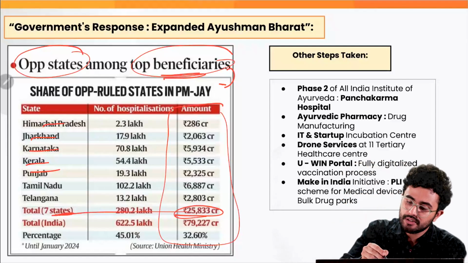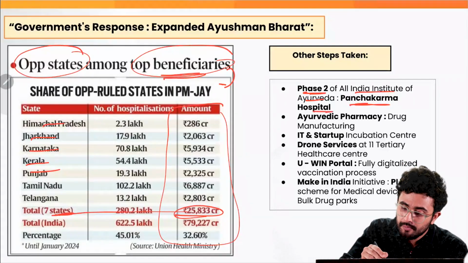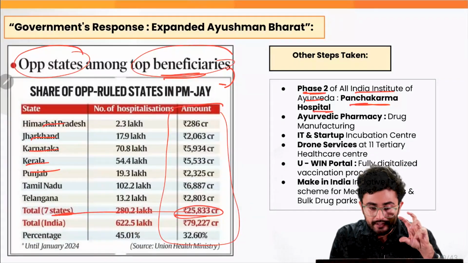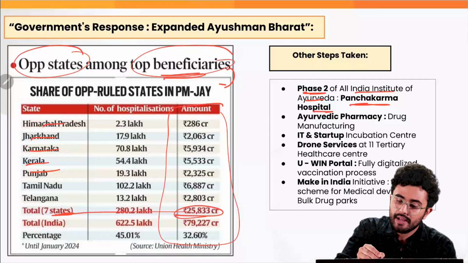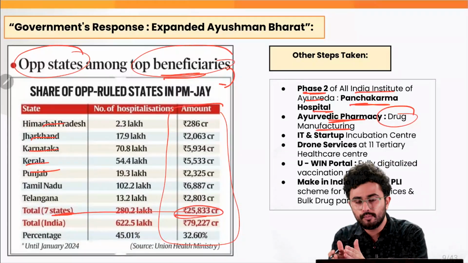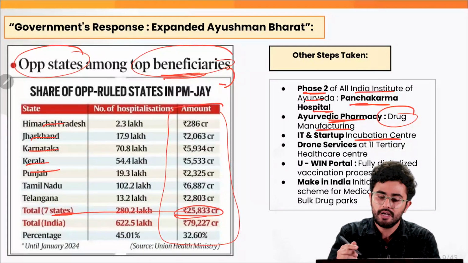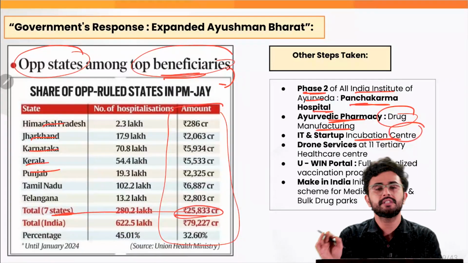Also, the government has taken various other steps to enhance the public healthcare sector in our country. For example, it has launched phase 2 of the All India Institute of Ayurveda, launching Panchkarma festivals. Then it has created an Ayurvedic pharmacy for drug manufacturing, and it is trying to promote the IT and startup sector, particularly in this healthcare sector, by creating various incubation centers.